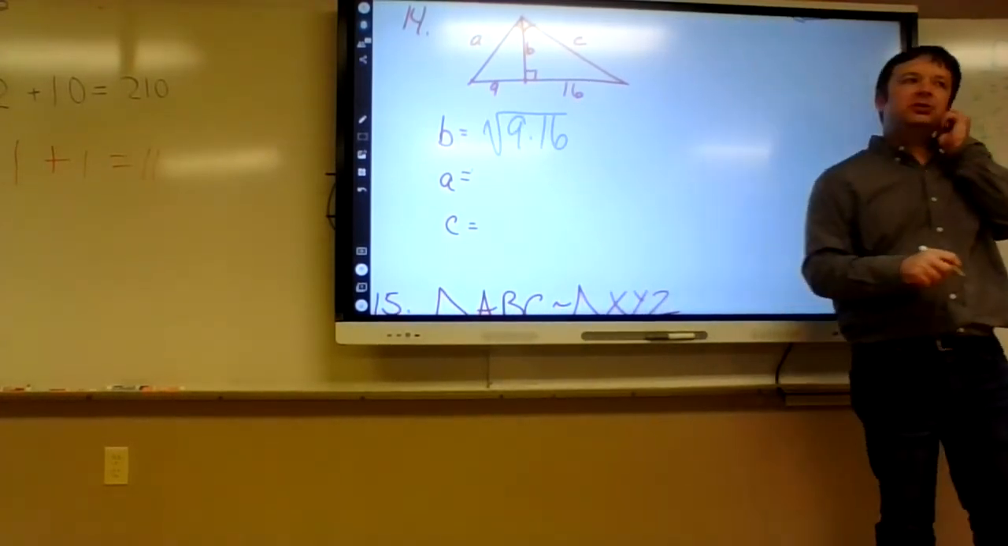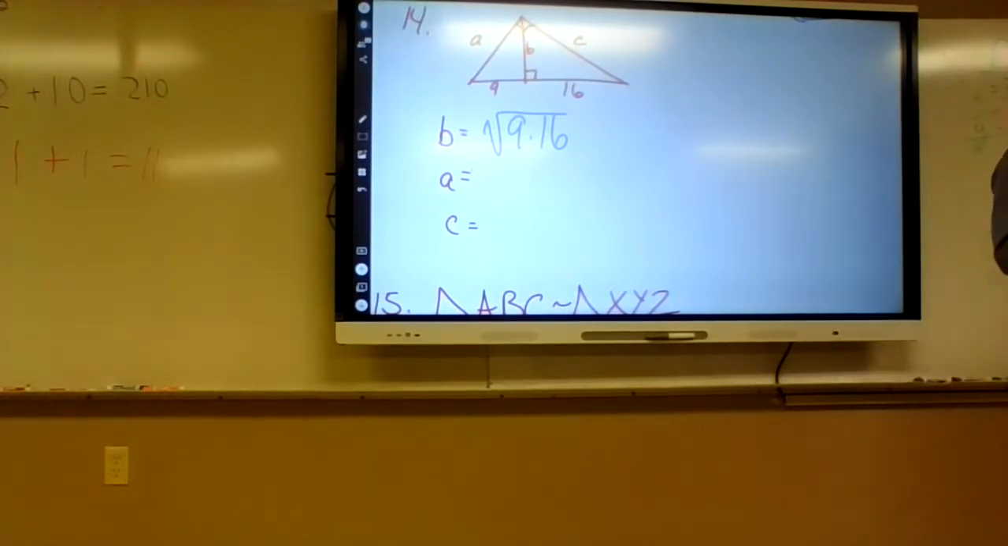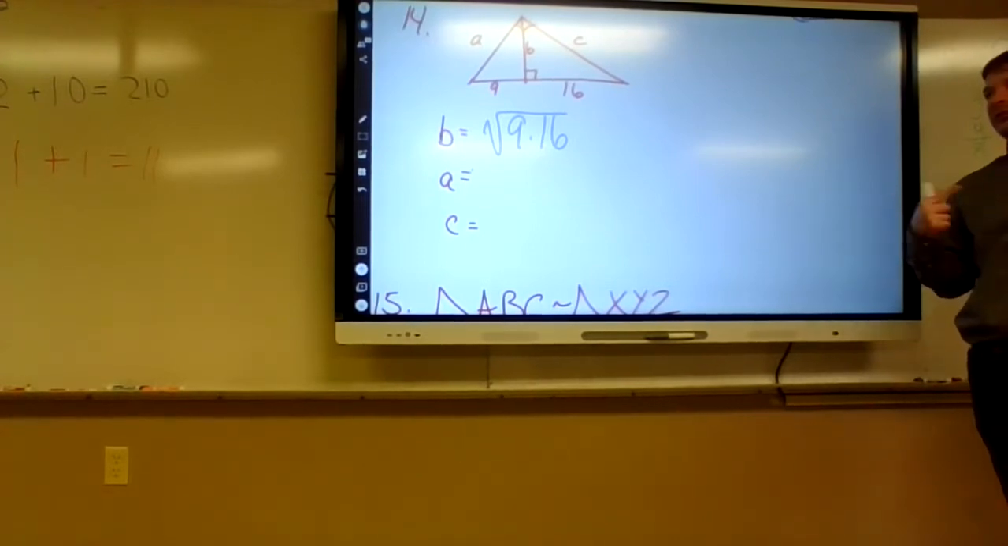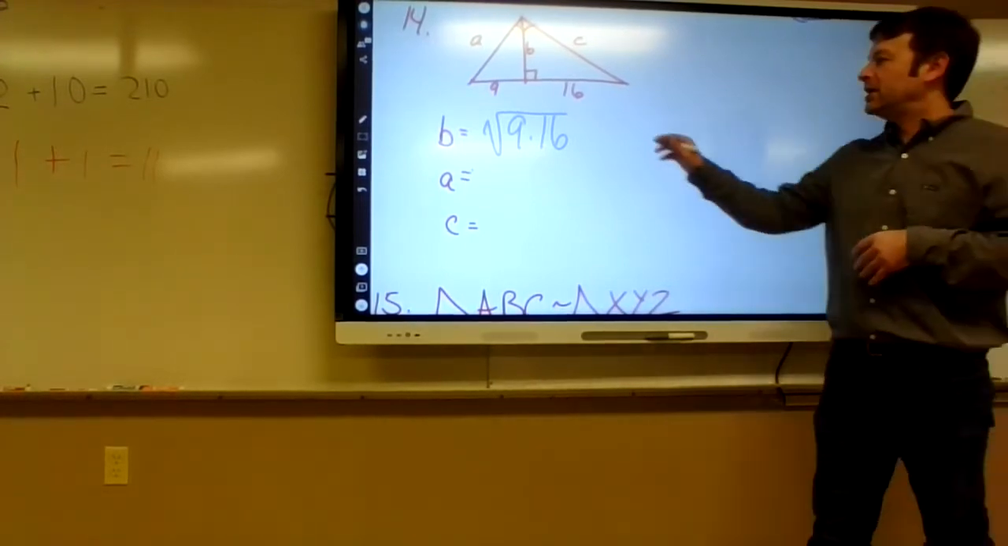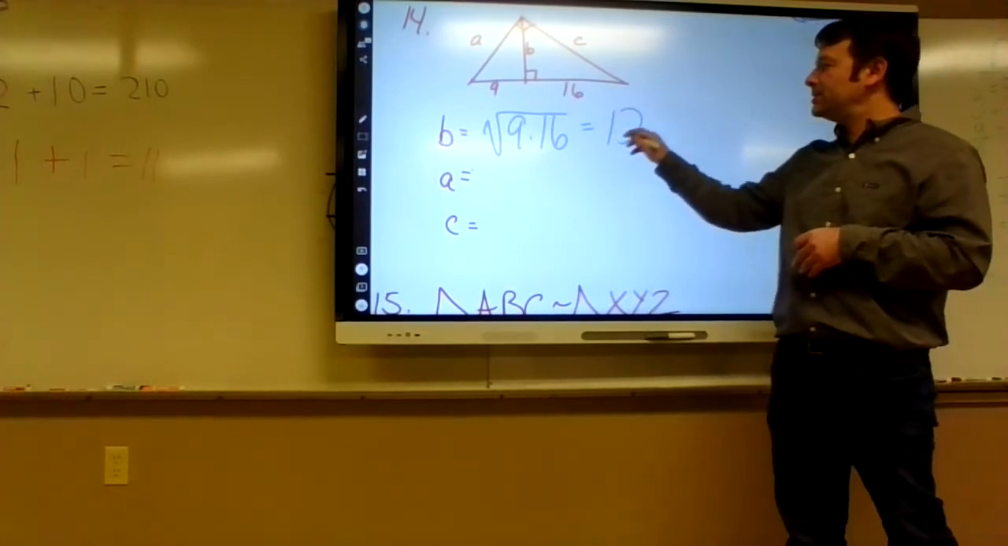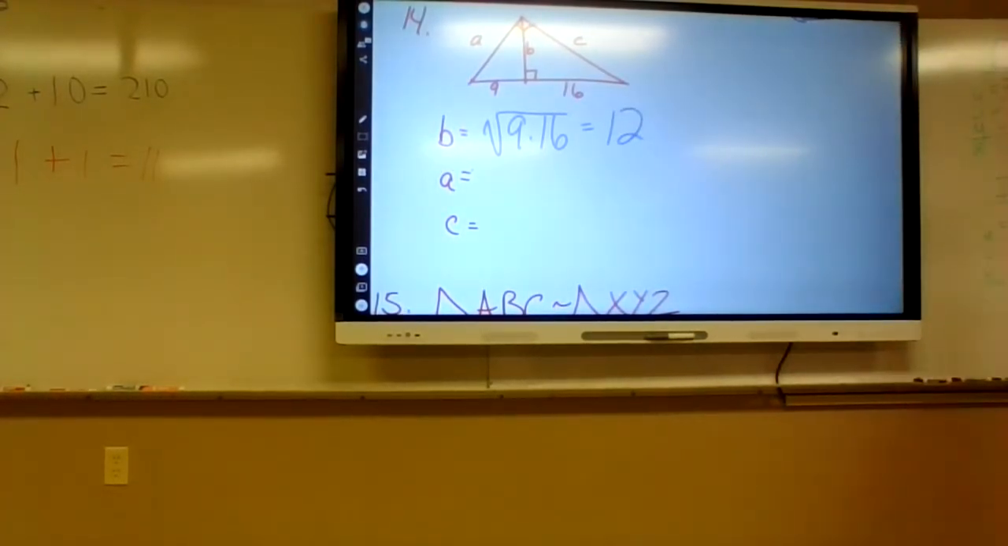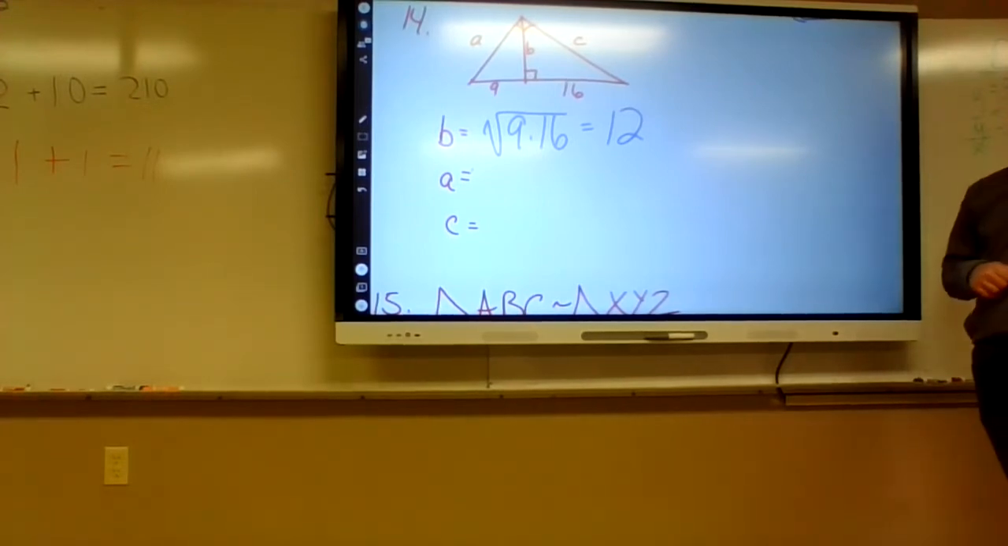Okay. Shh. Square root of 9 times 16. Now, I chose these numbers so they work out nice. The one on the test, they did the same thing. That's why I chose these numbers. 12. Usually when we did these, we had square root answers, but these are all going to come out nice.